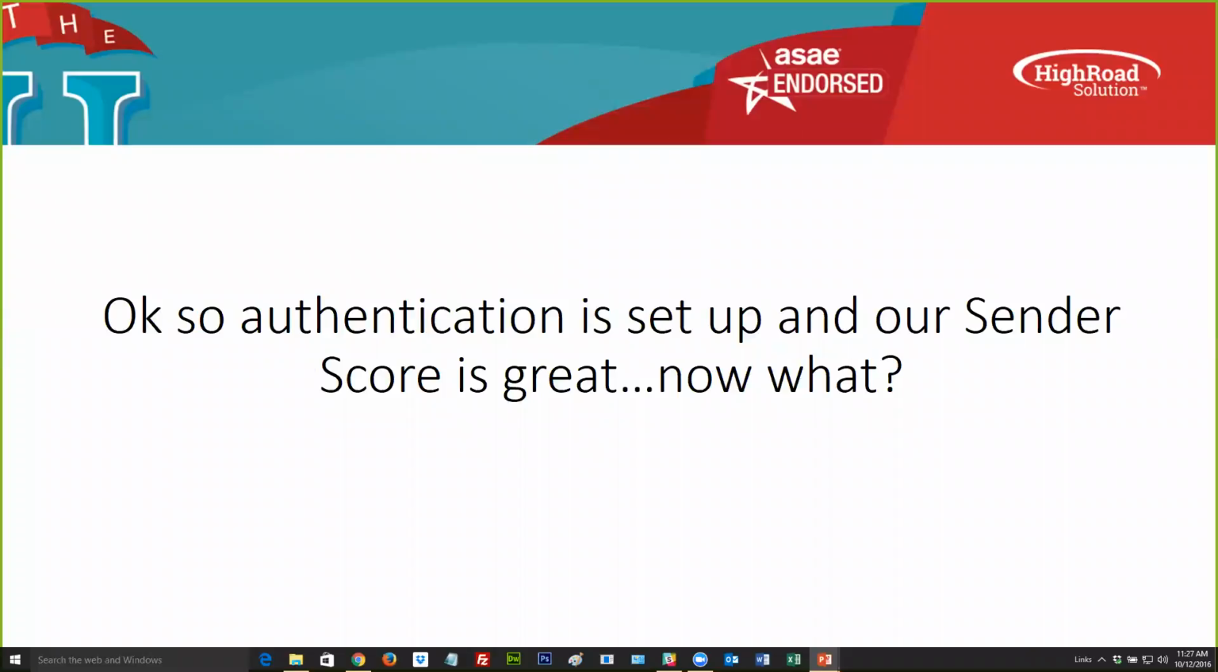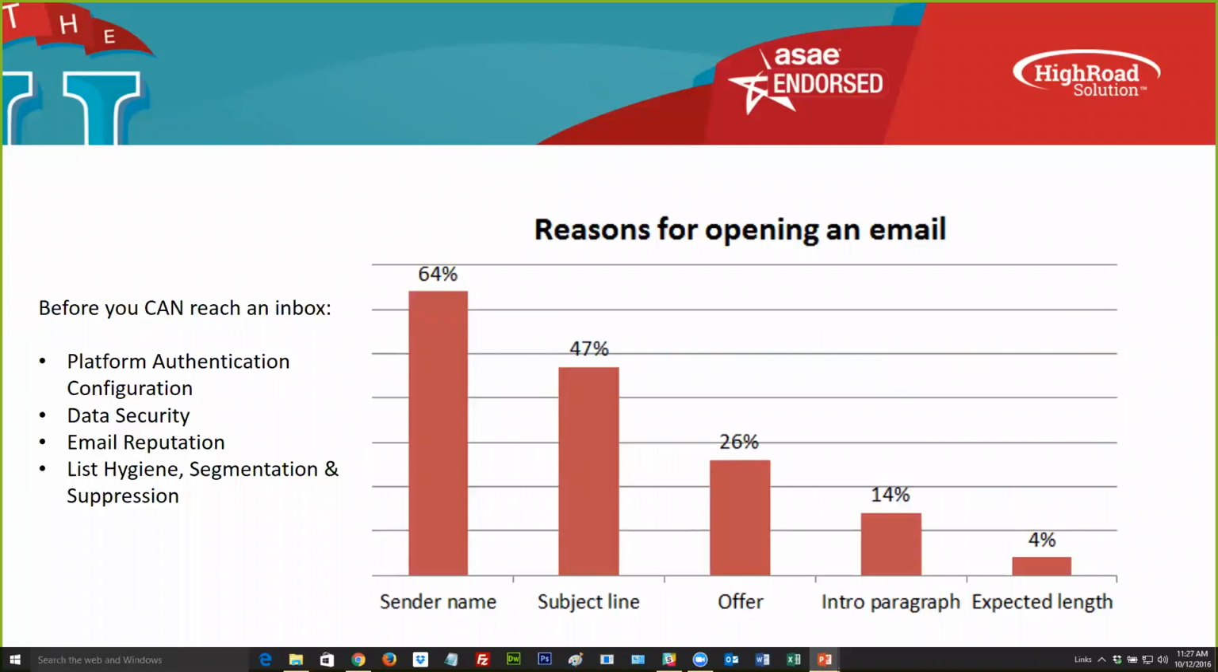All right, so if authentication is set up and your sender score is great, now what? Let's pretend that if you don't have authentication, now it's set up, and your reputation is great. Now what do you do? Obviously, before you can reach an inbox, you have to have the authentication piece in place, data security, email reputation, list hygiene, segmentation, and suppression. Now you're through all those hurdles. Now what? Now look at all these more hurdles we have to go through. You have sender email or sender name, subject line, offer. Think about what's the first thing that people see when it's in their inbox, right?